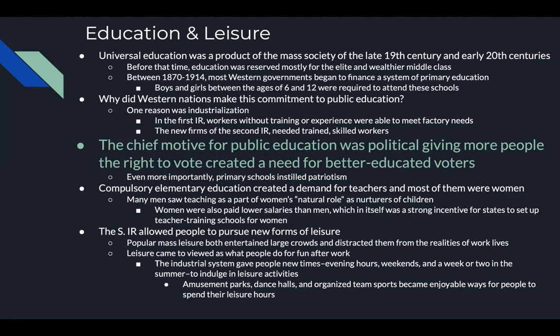The second industrial revolution allowed people to pursue new forms of leisure. Popular mass leisure both entertained large crowds and distracted them from the realities of their work lives. Leisure came to be viewed as what people could do for fun after work. The industrial system gave people new times, evening hours, weekends, and a week or two in the summer to indulge in leisure activities. Amusement parks, dance halls, and organized team sports became enjoyable ways for people to spend their leisure hours.